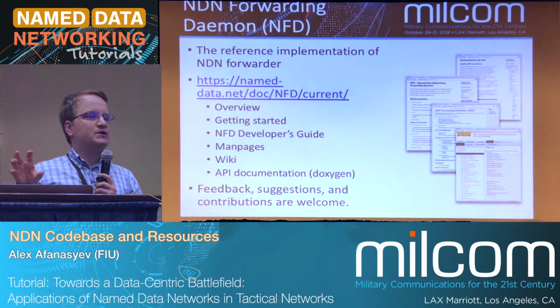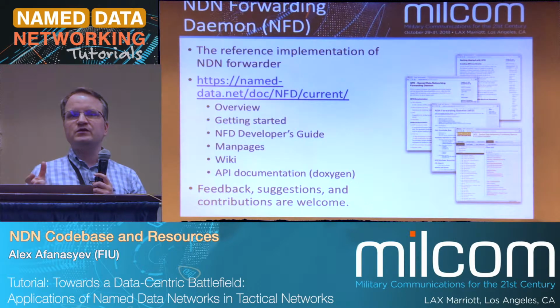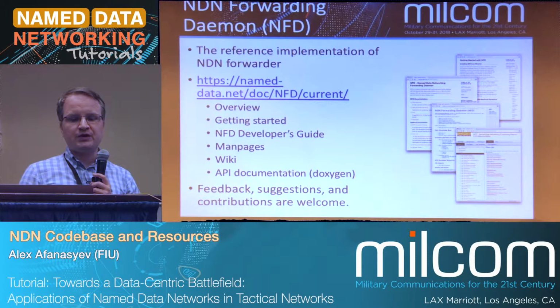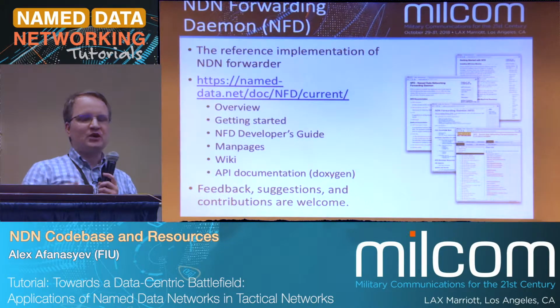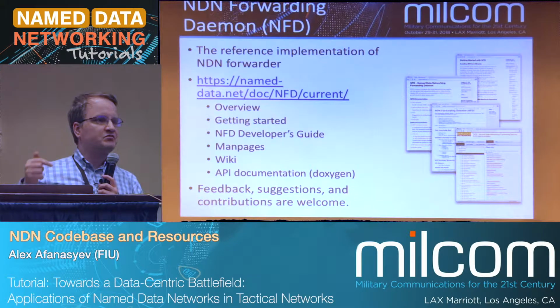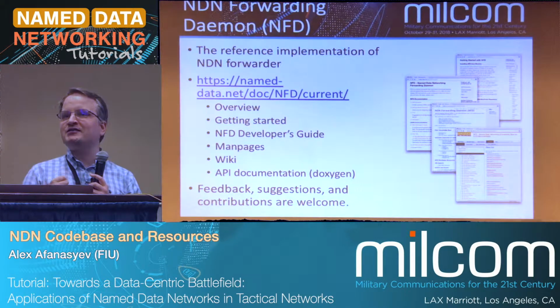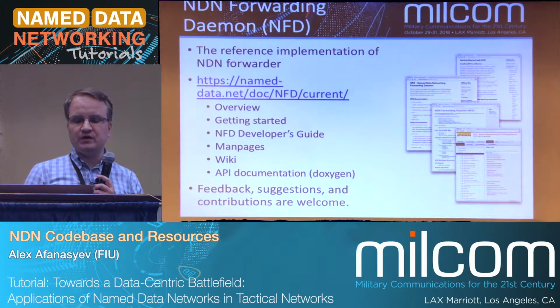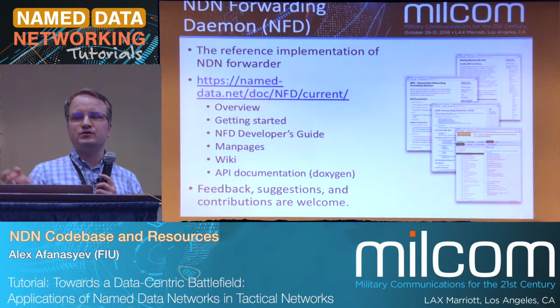A few components that exist for the infrastructure part: our forwarding daemon, which is effectively our software router. There's a link from our NDN website, and quite a number of documentation pages. We also have a developer's guide if you're interested in helping us improve the code. You can also download binaries if you're using Ubuntu, or you can always compile from source.